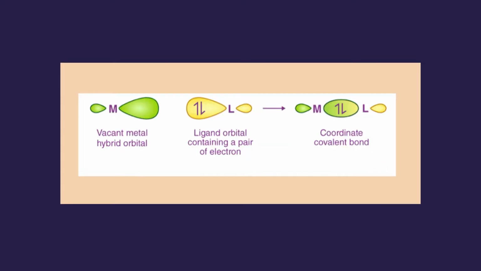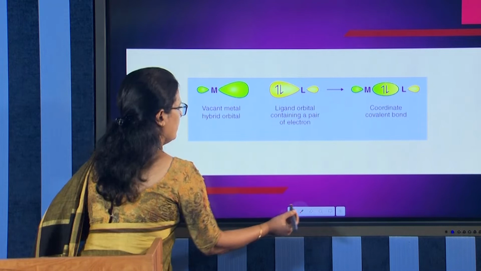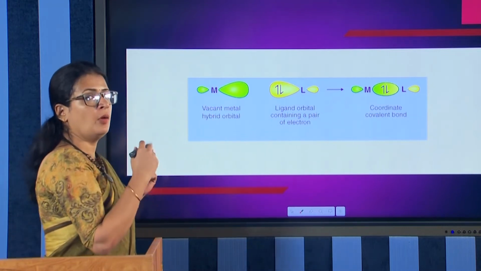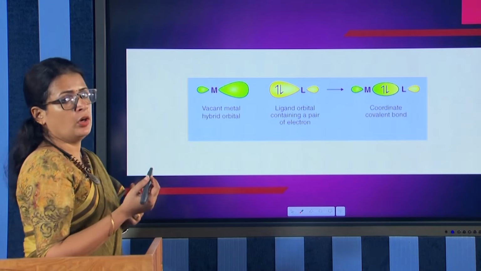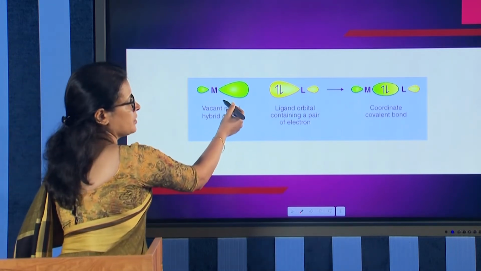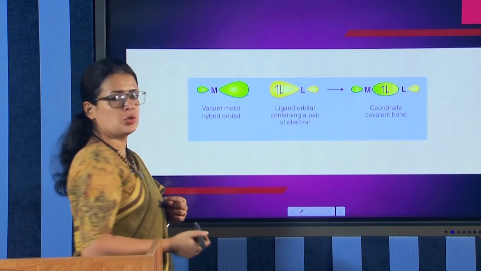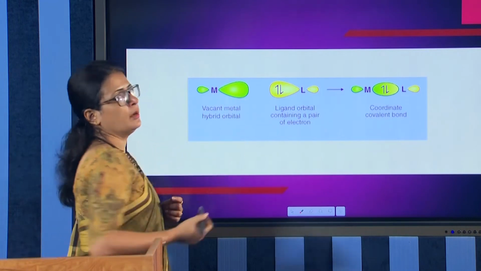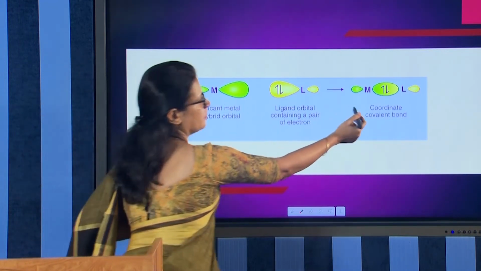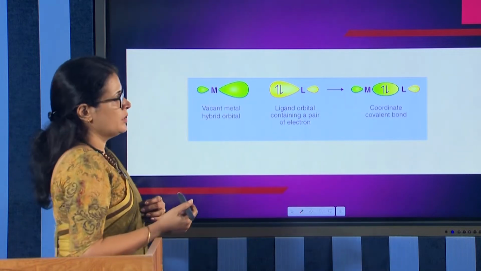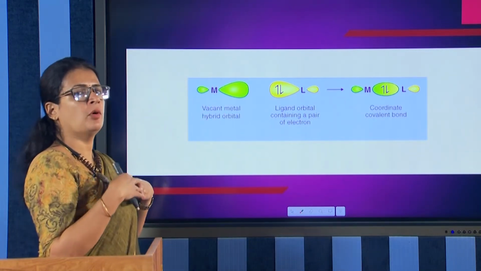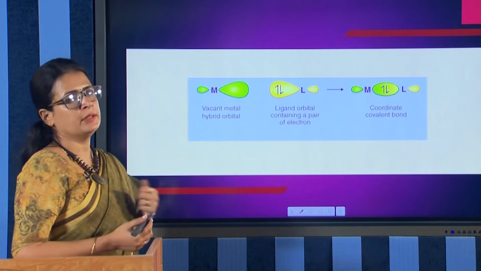This is the way the metal and ligand orbitals combine to form the coordinate bond. We can see that the vacant metal hybrid orbital is there. This is the hybrid orbital, the orbital which is formed after hybridization. Such orbitals are called hybrid orbitals. This is the ligand orbital, which has a lone pair of electrons. This should be donated to the metal, and they will combine to form the coordinate covalent bond. So, the metal-ligand coordinate bond is formed. This is the way of forming that bond.